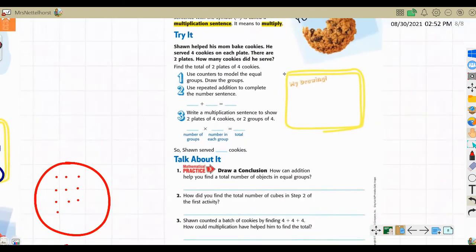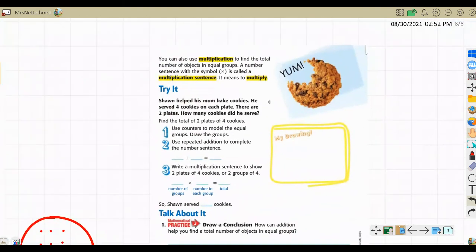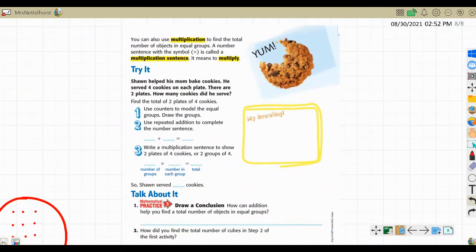So this is page 194. You can also use multiplication to find the total number of objects in equal groups. A number sentence with the symbol times, looks like an X, is called a multiplication sentence. It means to multiply. So let's look at this word problem.